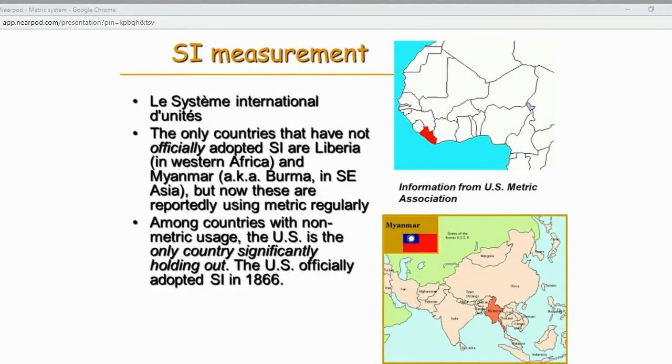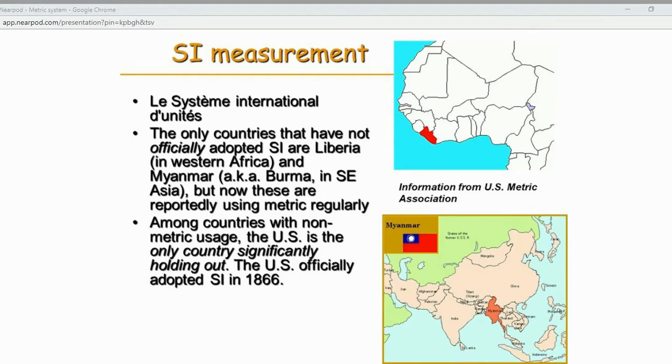So just to talk a little bit about this measuring system, we have the SI measurement system, which we talked about earlier. We talked about different units that you need to use when we're talking about SI units. But the metric system is within this SI measurement system. And there are only 3 countries that have not officially adopted using the metric system. Those 3 countries are Liberia, which is in Western Africa, Myanmar, which used to be called Burma, in Southeast Asia, and the United States. Those are the only 3 countries in the world that do not use the metric system regularly.